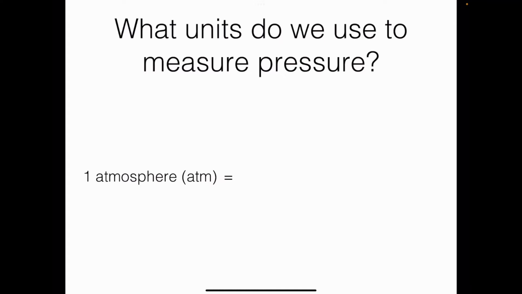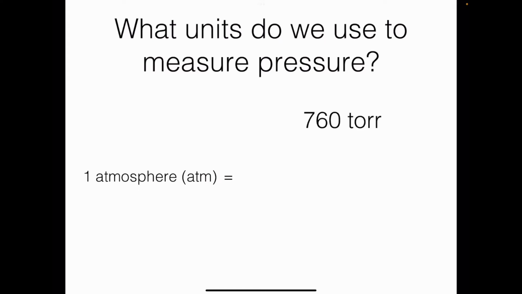If we were a little higher than that, if we were up on a mountain or at a higher elevation, we would have less of the atmosphere pushing down on us. So the pressure would actually be less than 1 atmosphere. If we were below sea level, more of that atmosphere would be pushing down on us. So at that point, the atmospheric pressure would be more than 1 atmosphere.